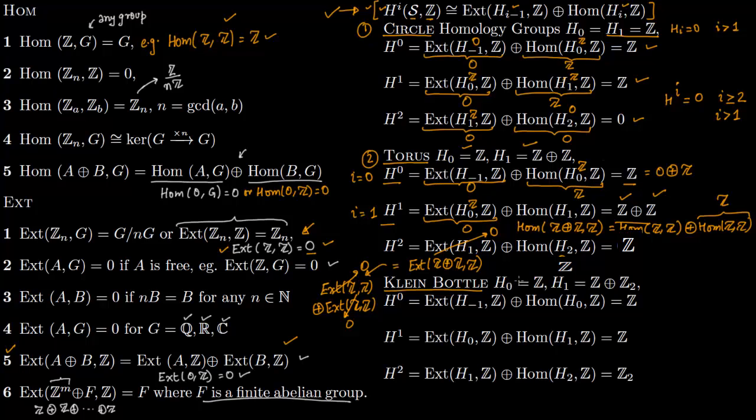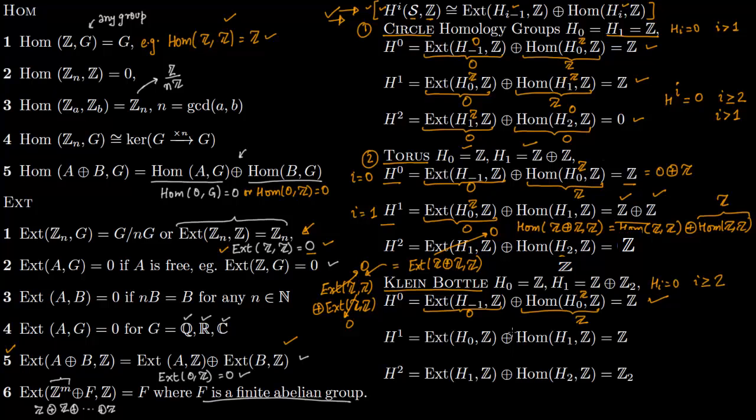So again, for the Klein bottle, we have computed the homology groups. You have integers here, and you have z direct sum with z2 for h1. Again, you have hi is 0 for i greater or equal to 2. Again, you use the same formula right here. You plug in i equals 0 here. You get this formula. H minus 1, this is Ext of 0 comma z. So this will be 0. You have Hom of z comma z. So this is just integers. So h0 is clear.